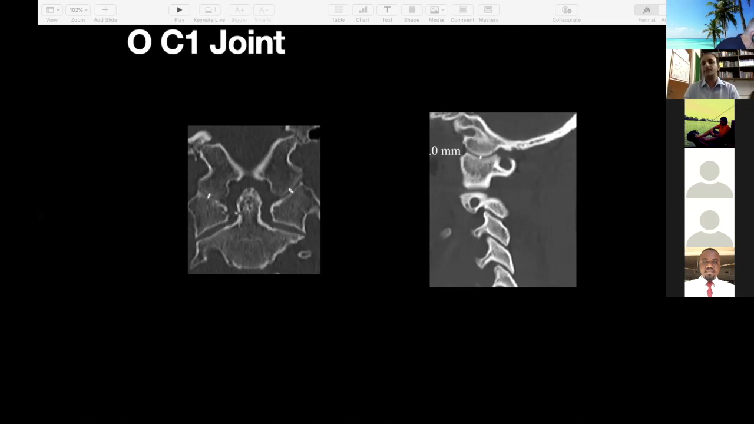So first, let's understand this is the occiput here, and these are the occipital condyles. You have the C1, you have the C2. And here on sagittal, it's very important to understand that it is the cup-and-saucer type, a concave or convex type of joint. Fine? So this is an OC1 joint.